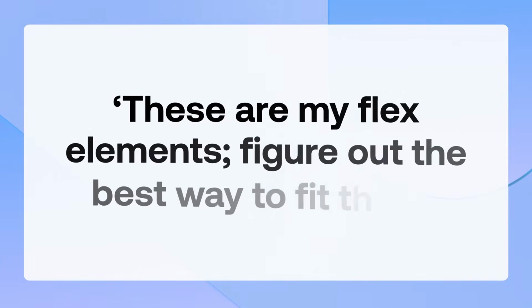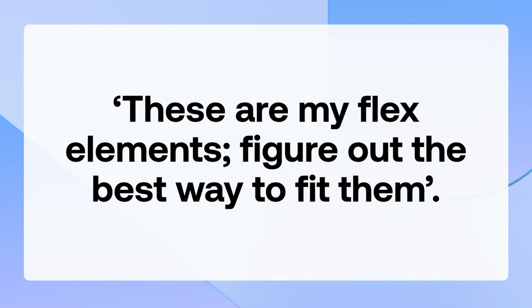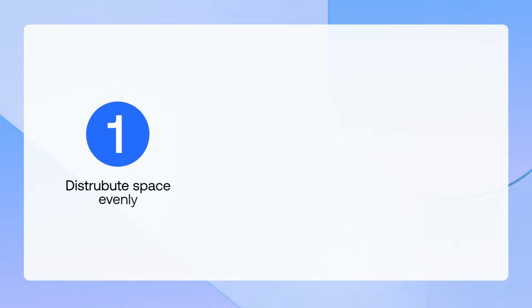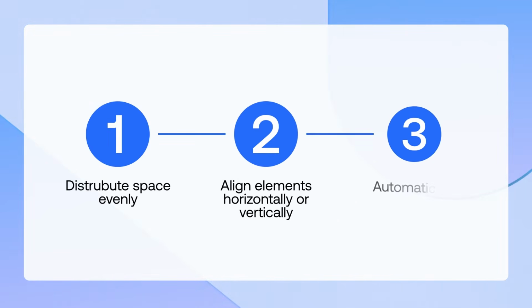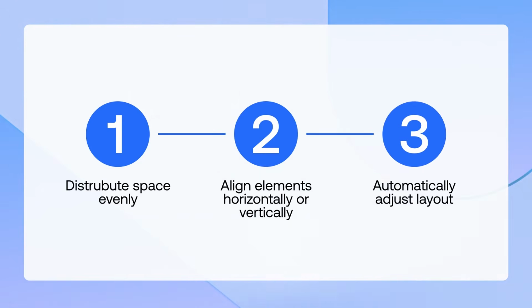When enabling flex on the frame, you're essentially telling the frame, these are my flex elements, figure out the best way to fit them in. A flex frame will then distribute space evenly among elements, or allocate more space to specific elements based on your settings. Align the elements horizontally or vertically, and finally it will automatically adjust the layout when elements are added or removed, ensuring that the layout remains consistent.